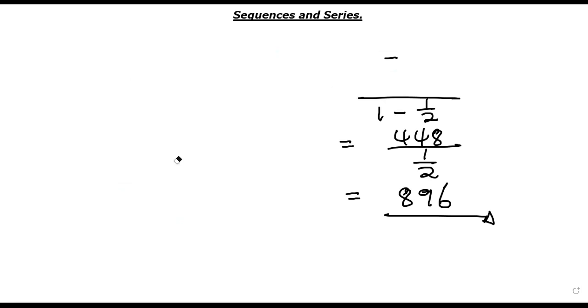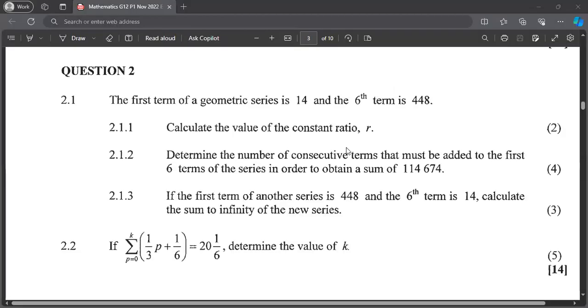So what about the last one? What does it say? Let's give it a good look. So the last one says, if the sum of a series represented by the general term 1 over 3p plus 1 over 6 from p equals 0 to p equals k is 20 and 1 over 6, determine the value of k.